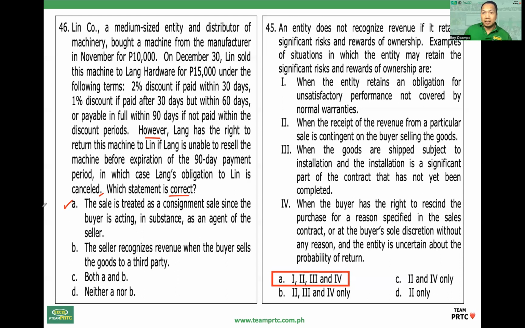The sale is treated as what? Consignment, since the buyer is acting in substance as an agent of the seller. Pag hindi niya nabenta sa third party, babalik niya lang kay seller. And since in substance, the transaction is consignment, tama din yung letter B: the seller recognizes revenue when the buyer sells the goods to a third party. So 46, letter C. So substance over form. Clearly hindi na-transfer yung risks and rewards kay buyer. So the buyer is just an agent of the seller, so treated siya as consignment.